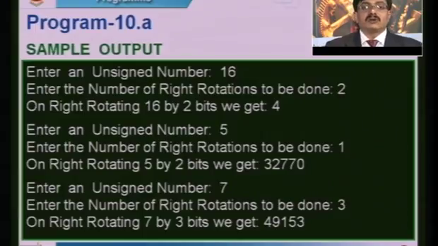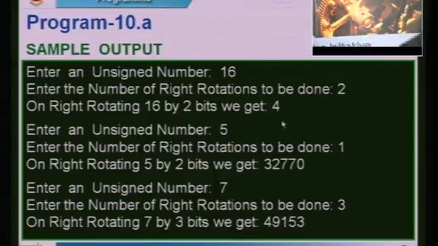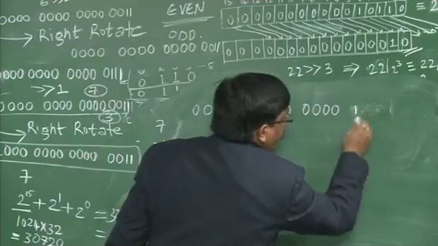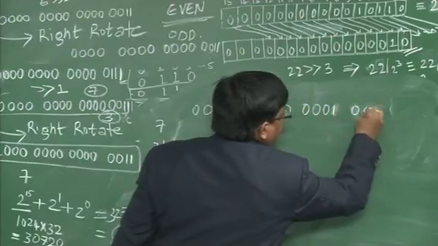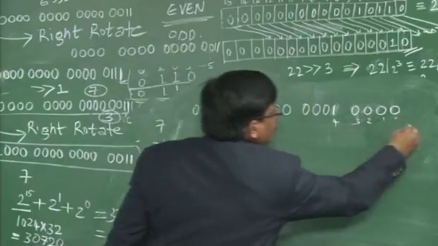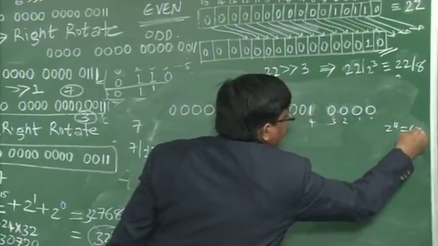Now, this is the sample output what we get here. Enter an unsigned number 16 and enter the number of right rotations to be done 2. When I perform right rotation by 2, the value we get is 4, because when we look at the value 16, the sequence we get is 0, 1, 2, 3, 4. This is the 4th bit position. This value 2 raised to 4 is equal to 16. So this is the value we get there.